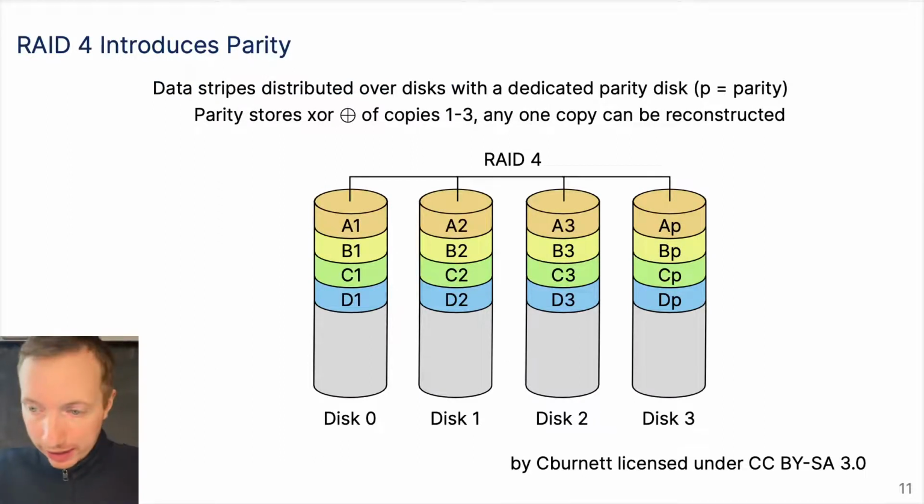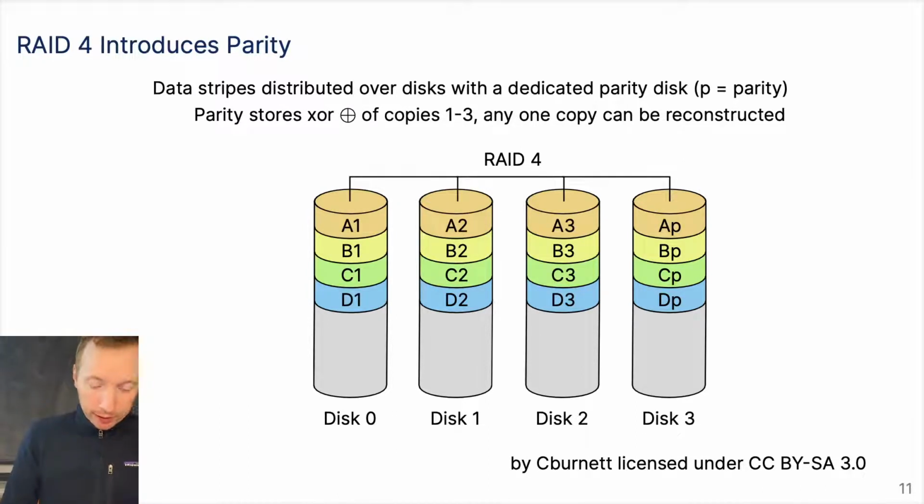So the first one that introduces some type of parity, and parity is just a little bit of information that can be used to reconstruct other bits of information. So the data stripes would be distributed over the disks, and there would be one disk that's dedicated to parity. The simplest parity scheme is just that the parity bit is an XOR of all the other bits on the other drives, so that if one dies, it can be reconstructed.